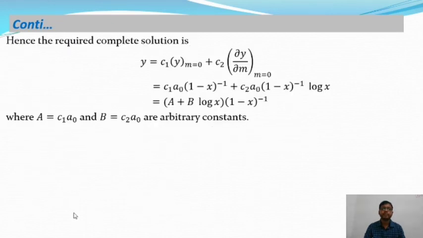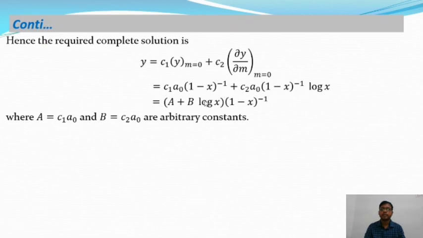So therefore the required complete solution of the given differential equation will be y is equal to c1 y at m is equal to 0 plus c2 into del y by del m at m is equal to 0. And y at m is equal to 0 will be a0 into 1 minus x whole to the power minus 1, and del y by del m at m is equal to 0 will be a0 into 1 minus x whole to the power minus 1 log x.